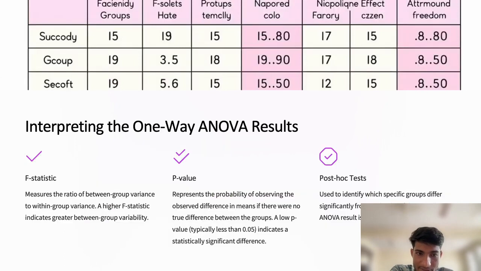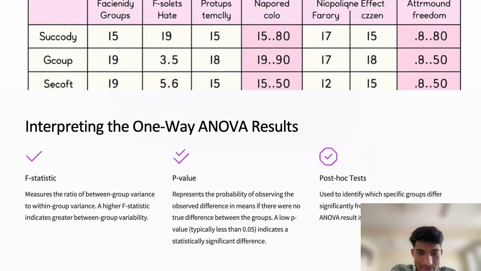So this is the ANOVA table. You can see the different types of results we're getting: F statistic, P value, and post hoc tests. Interpreting the one-way ANOVA results. F statistic measures the ratio of between group variance to within group variance. A higher F statistic indicates greater between group variability.